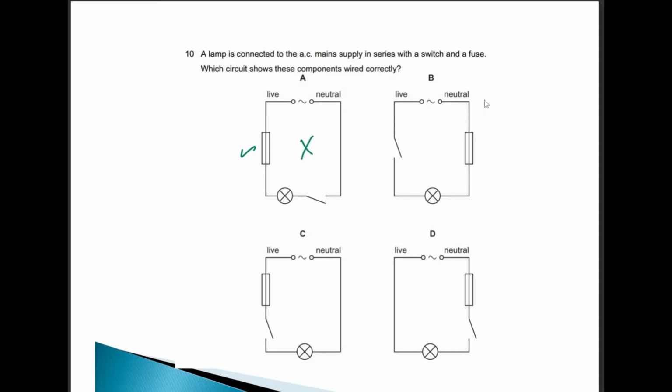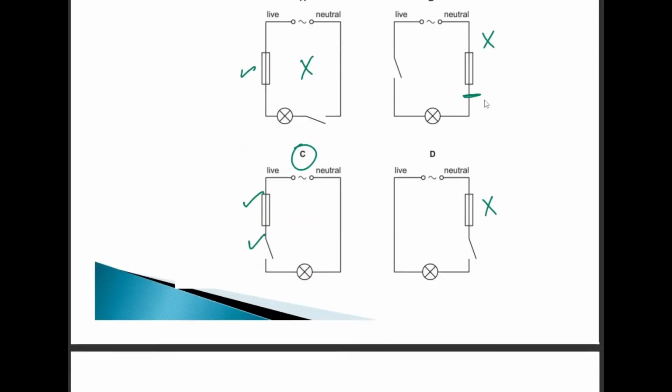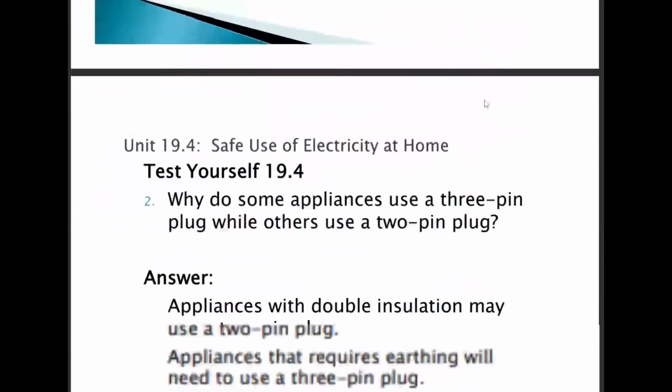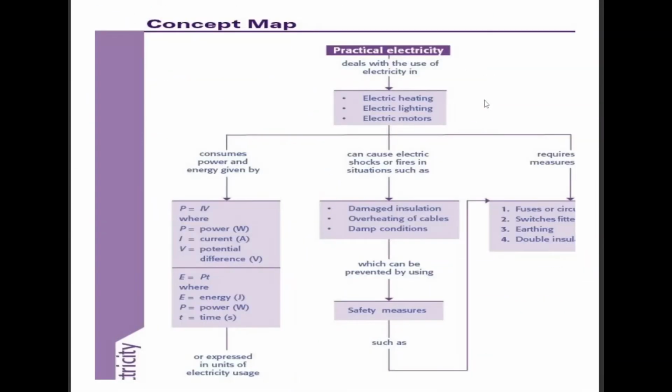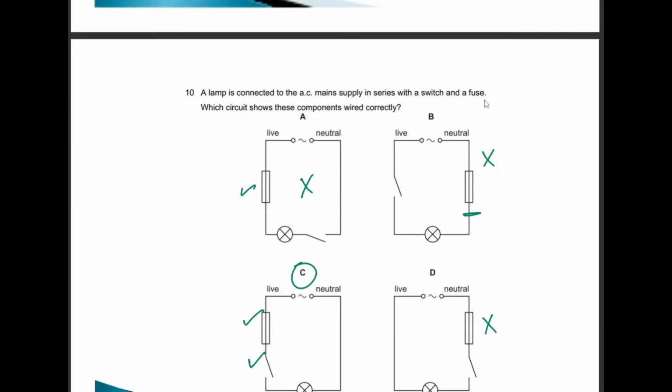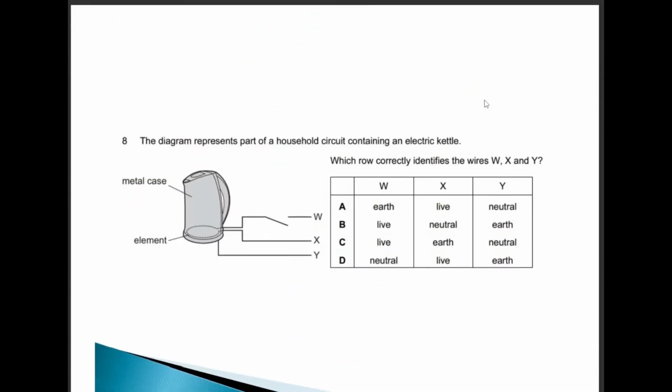If we come to this option, we have the switch in the live wire, but the fuse is in the neutral wire. So this is rejected because of the fuse. Then we come to option D. The fuse and the switch both are in the neutral wire. Absolutely wrong. The switch and the fuse are supposed to be in the live wire, right? So the best answer, or the safest option, will be option C. Okay, so this is just a summary of what we've done today, and let's look at one more question over here. Okay, so the switch is supposed to be in the live wire.